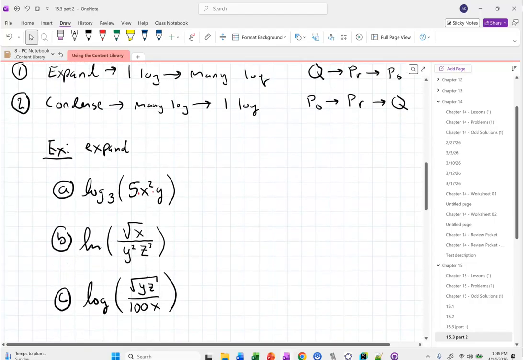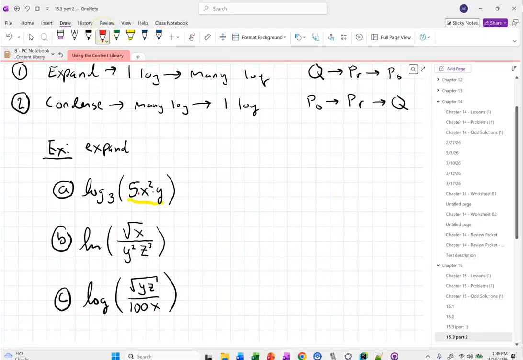So for my expanding problem, I'm going to start by looking inside the logarithm. Would you do log base 3 of 5 plus log base 3 of x squared plus log base 3 of y? Eventually, yes. I'm just going to walk through a step before that, though, to show that there's nothing to do there. So if I look at my order, I should be looking for a quotient property first.